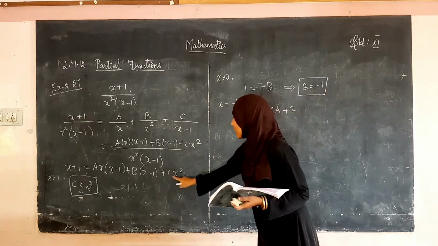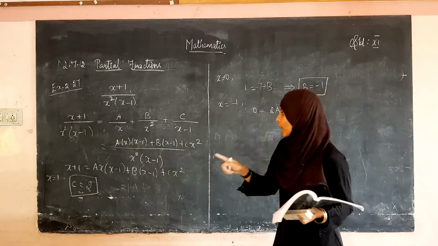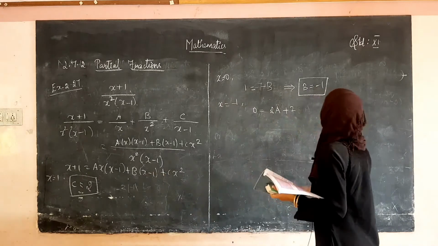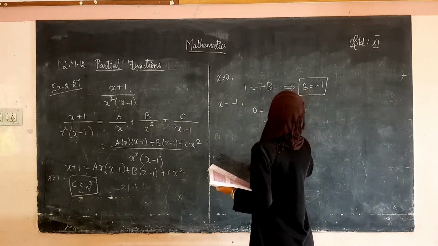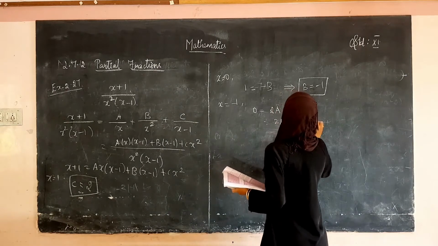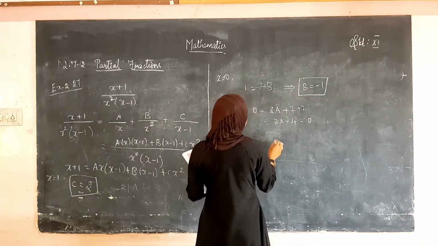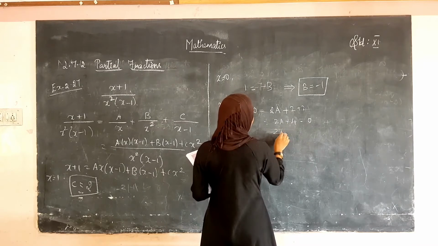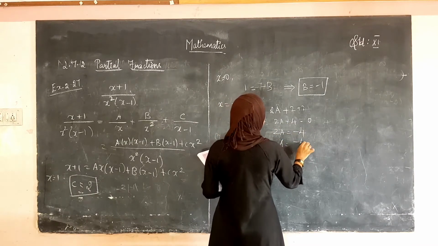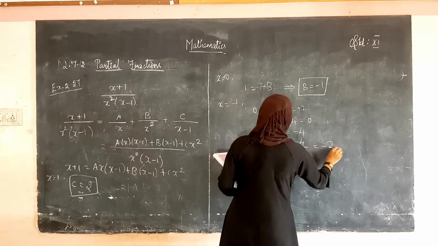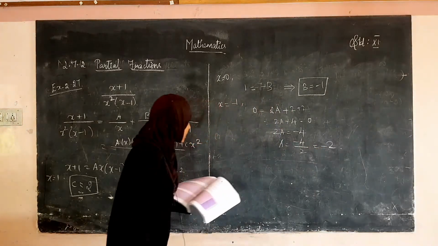And again c into x square. Minus 1 the whole square is 1. C's value is 2. 2 into 1 is 2. Okay, what we have? 2a plus 4 equal to 0. Okay, bring this 4 to that side, it becomes minus 4. A is equal to minus 4 divided by 2 is equal to minus 2. The value of a is minus 2.